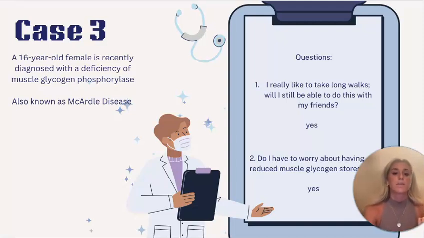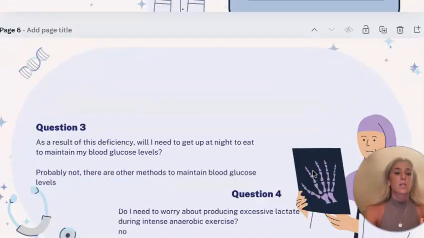Her next question is, as a result of this deficiency, will I need to get up in the middle of the night to maintain my glucose levels? So my answer would be that it is unlikely that you will need to get up in the middle of the night to maintain your blood glucose levels. This is because your liver stores glycogen, which can be broken down into glucose to regulate blood sugar levels during periods of fasting, such as overnight.